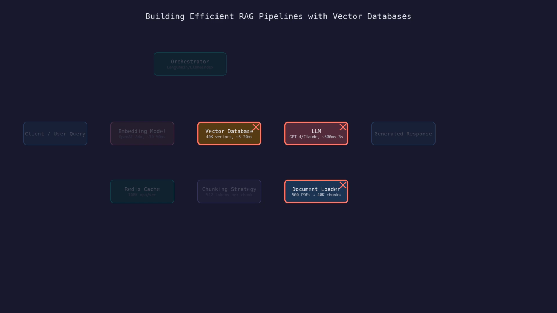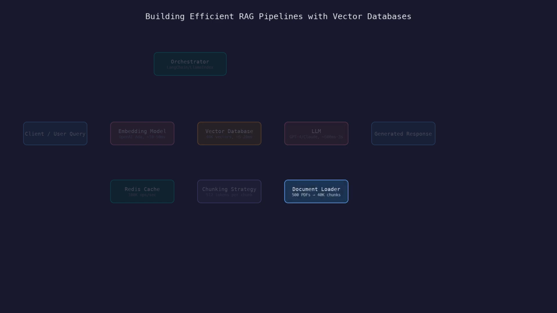Approach 3. Just throw everything at the LLM. Paste all 500 documents into GPT-4's context window. Except you can't. That's 10,000 pages, roughly 5 million tokens. No model can handle that. All three approaches fail. You need something that understands meaning, not just words.